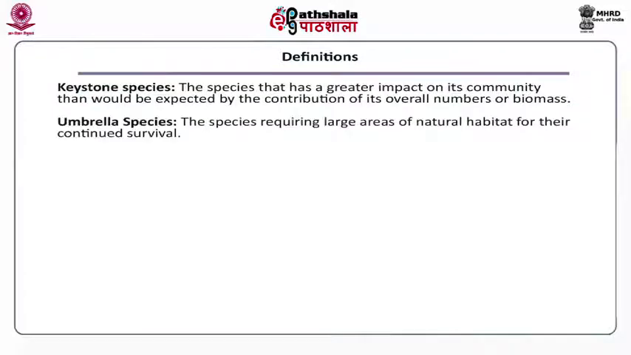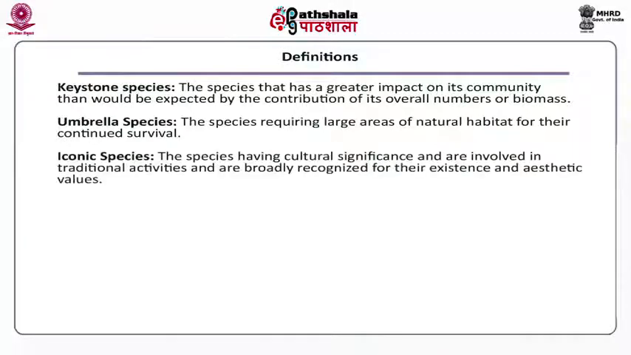Then umbrella species. Umbrella species are the species which require a large area of natural habitat for their continuous survival. Then iconic species. Iconic species are the species having cultural significance, involved in traditional activities, and broadly recognized for their existence and aesthetic values.